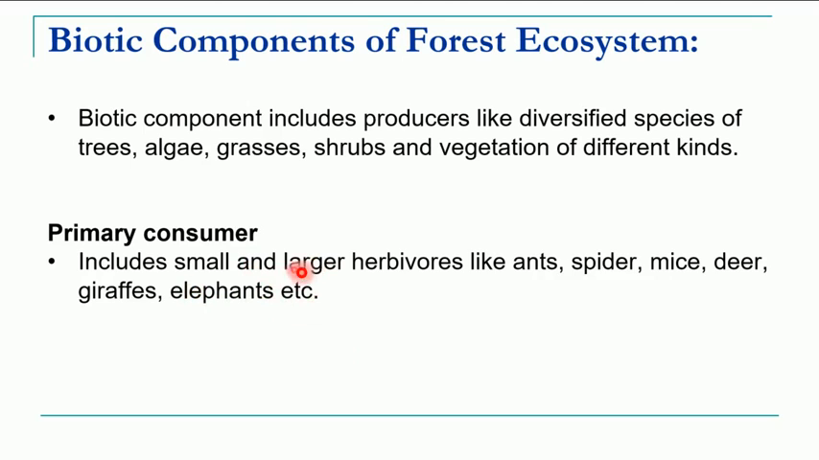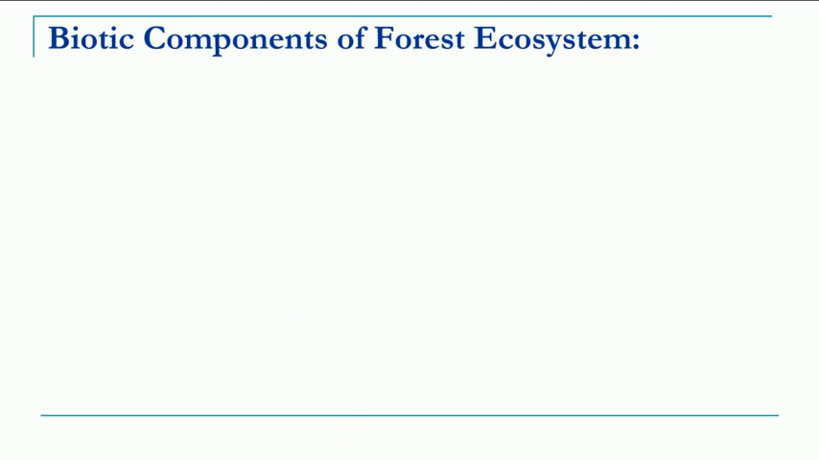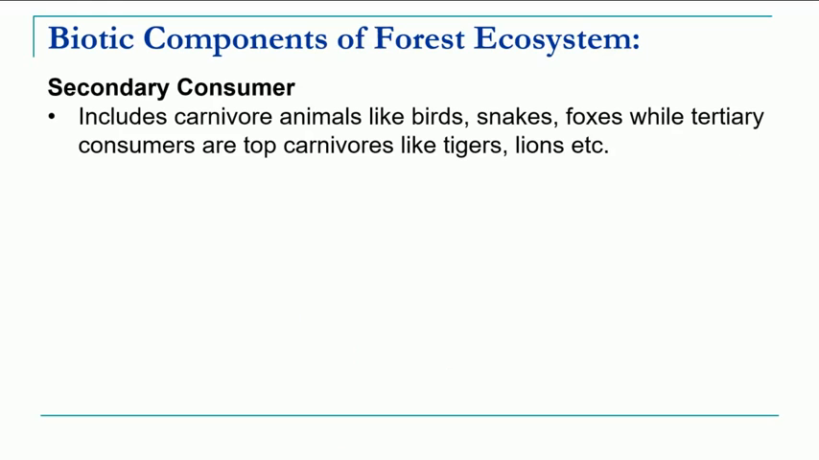Now these are also eaten by the consumers which are called secondary consumers. So secondary consumers include larger carnivore animals like predatory birds, snakes, foxes. These are the secondary consumers, and these are eaten by the tertiary consumers which are also called top carnivores, like tigers, lions, etc.